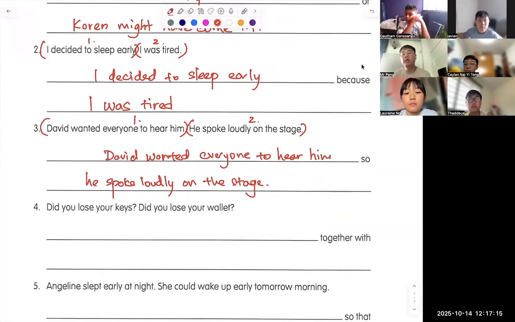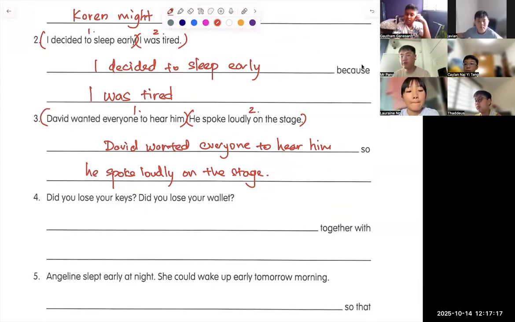Good job. Gautam, why don't you try question number 4? First, you want a bracket: did you lose your wallet, and put number 1. Then you want to bracket your keys and put number 2. And you want to cancel away did you lose as it's already been introduced. Very good. That will be synthesis rule number 4.